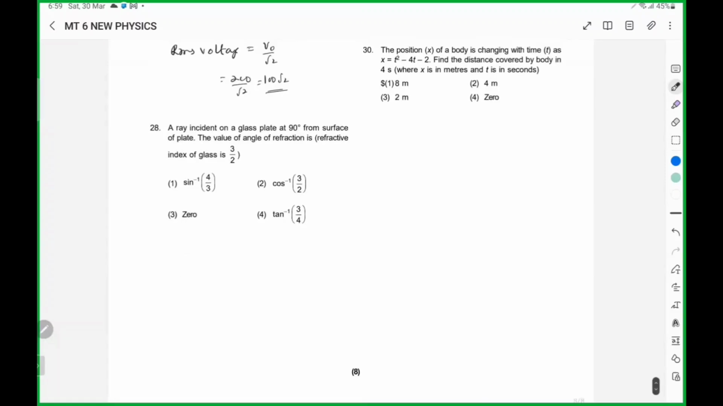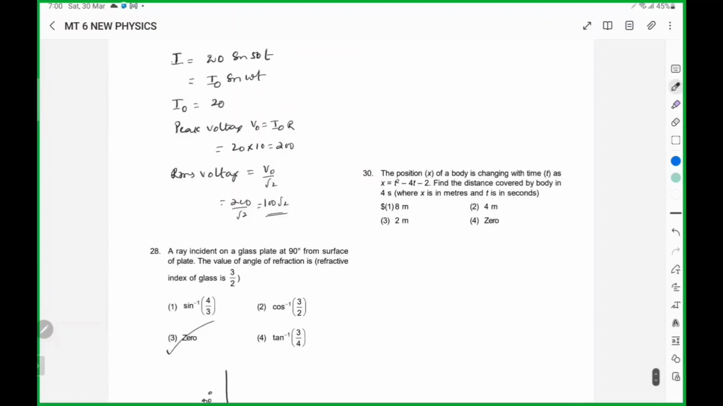A ray incident on a glass plate at an angle 90 degrees from the surface means normal incidence. For normal incidence, i is 0, angle of refraction also 0. Answer is 0.